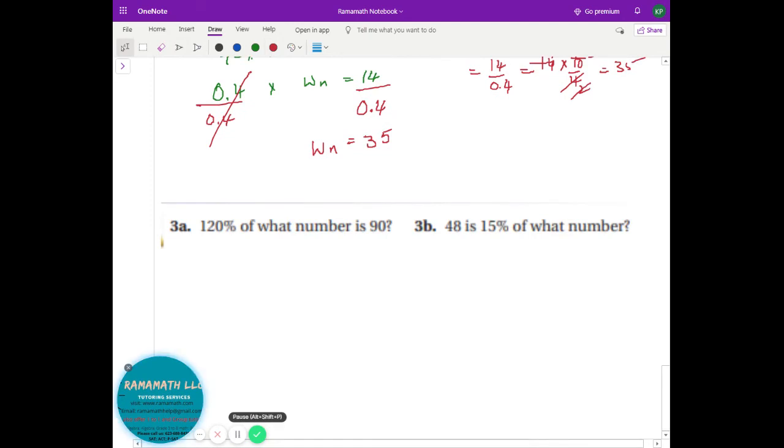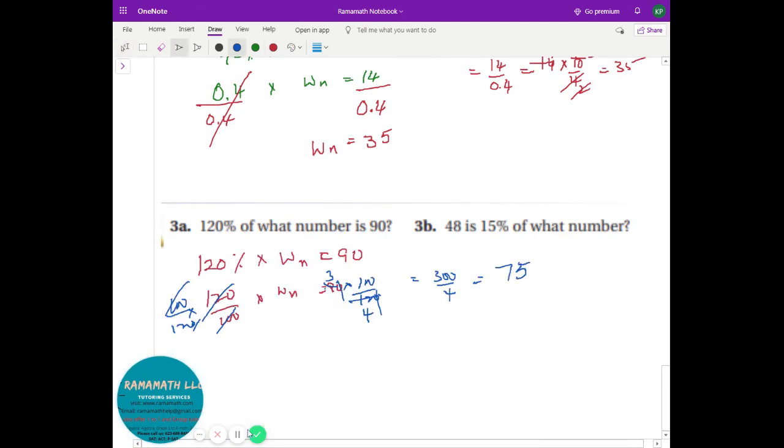120% of what number is 90? Okay? So it's a number. You see, it says what number is 90. So it's 75 times 120%. You should get 90.